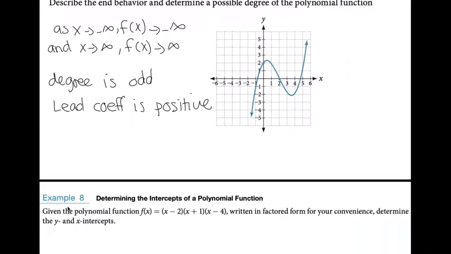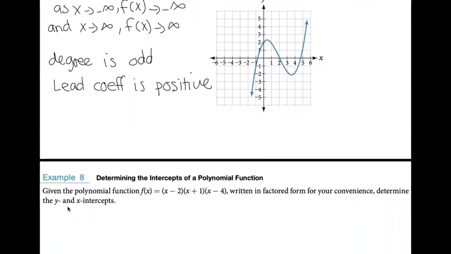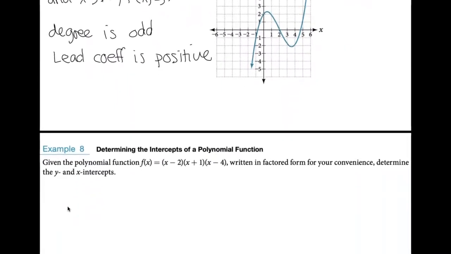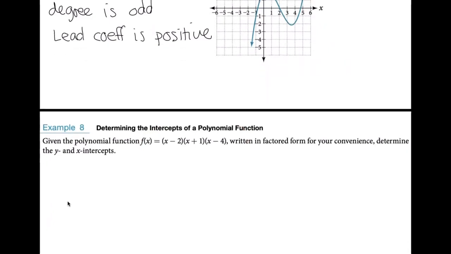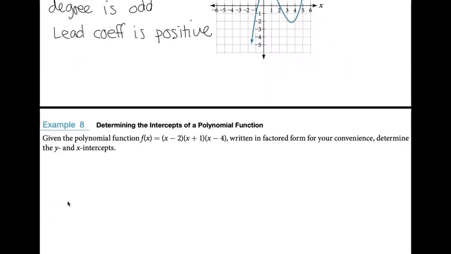All right, now given polynomials, we can also find their x-intercepts and their y-intercepts based on their function. If the function is factored for you, great, our work is cut short. If it's not, we do have to factor it first and then determine what these x-intercepts are. So remember, to find the x-intercept, you make y equal 0, and to find the y-intercept, you let x be 0.